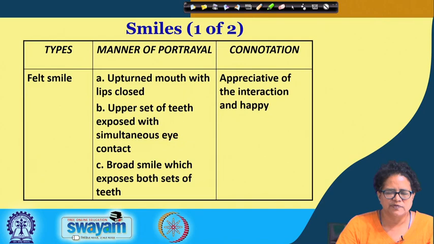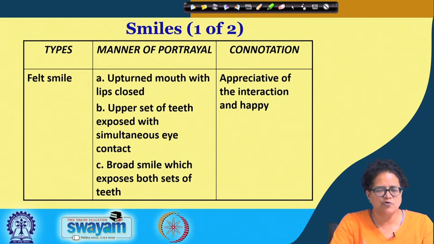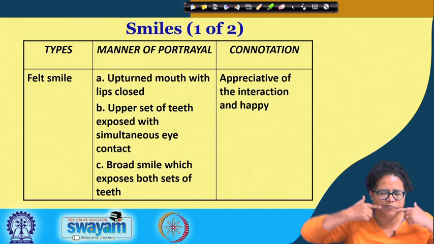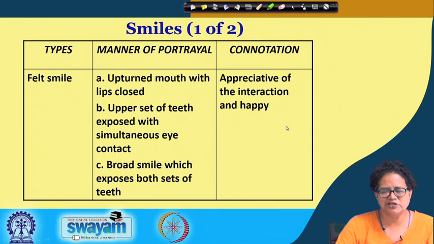Let's come to smiles, and we have two slides here. The felt smile, I mean the real smile, the actual smile, somebody is really smiling naturally. The upturned mouth will be with lips closed, upper set of teeth may be slightly exposed, with simultaneous eye contact. Sometimes in later phases of the interaction there will be a broad smile and both sets of teeth will be exposed, almost on the verge of laughing. This connotes somebody who is appreciative of the interaction and quite happy.